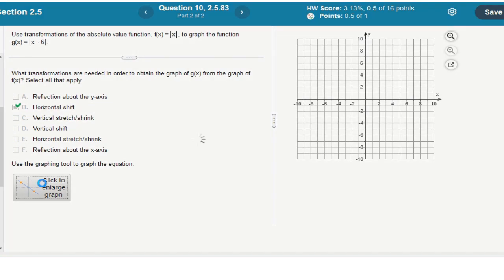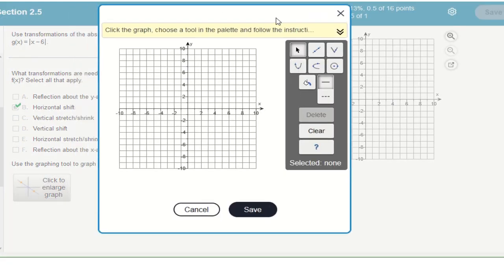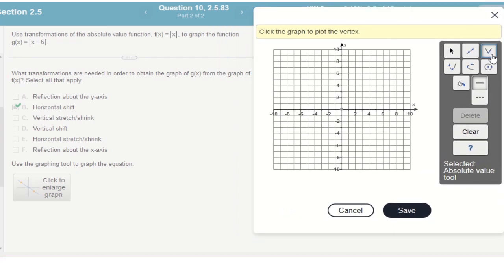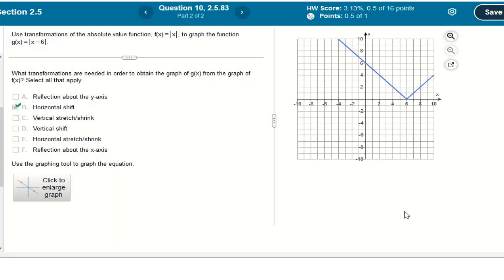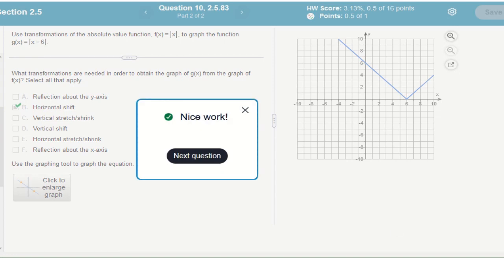So I'm going to click here to enlarge the graph, and then I'm going to choose the absolute value icon. Now notice f of x is the absolute value of x. That's the V shape that goes through 0. But we need to move it to the right 6 units and click. Now we need another point. When x is 0, g is the absolute value of negative 6, which is 6. And that's how we graph it.